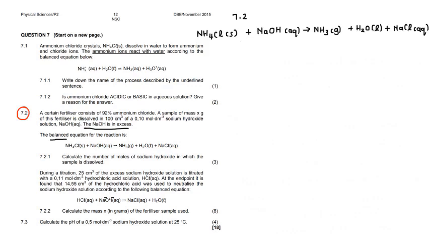Next, during a titration, 25 centimeters cubed of the excess sodium hydroxide solution is titrated with a 0.11 mole per decimeter cubed hydrochloric acid solution. At the end point, it is found that 14.55 centimeters cubed of hydrochloric acid was used to neutralize the sodium hydroxide solution according to the following balanced equation.